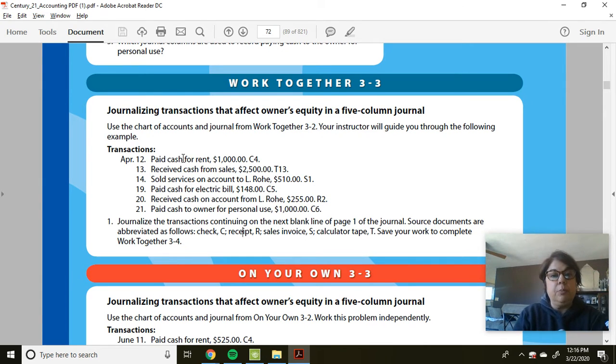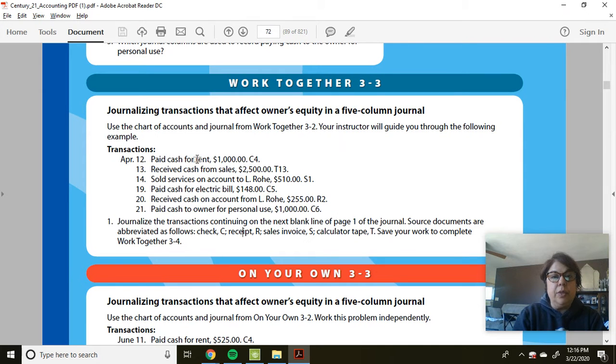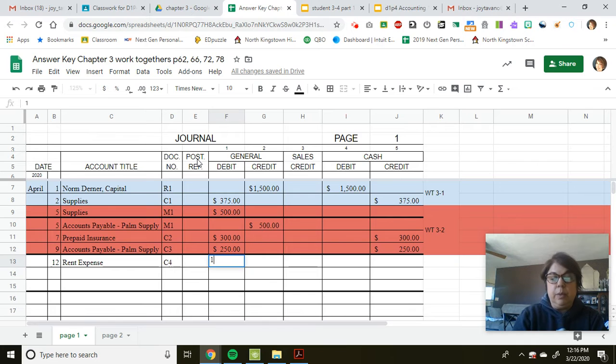So for the first one, it's April 12th, paid cash for rent, $1,000 with check number 4. So it's the 12th. We're using rent expense. I'm going to just say it's check number 4 because I remember that. I also know that it's $1,000, so rent expense would be my debit. And since I used a check, I'm always going to say it's a cash credit whenever I pay cash.